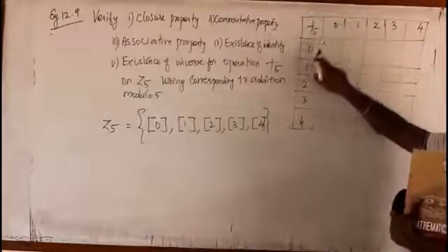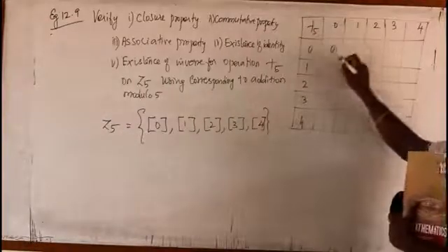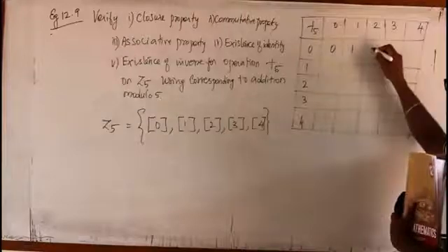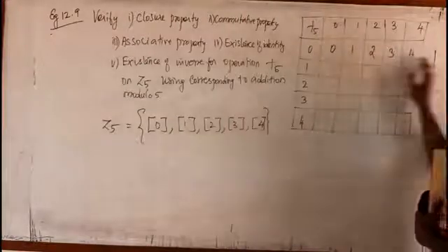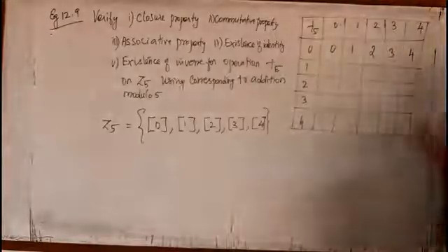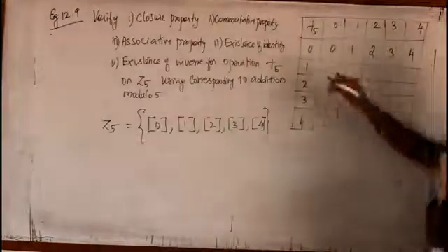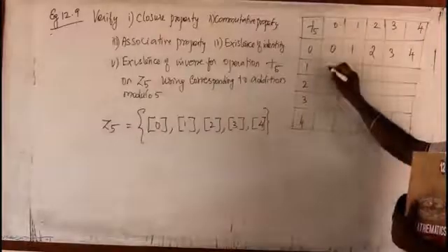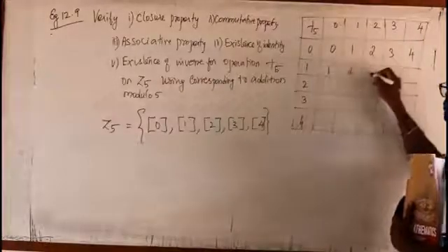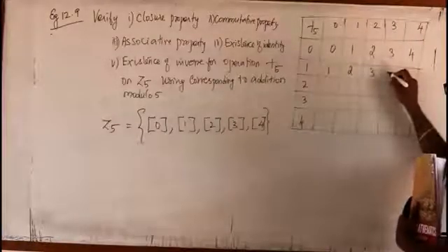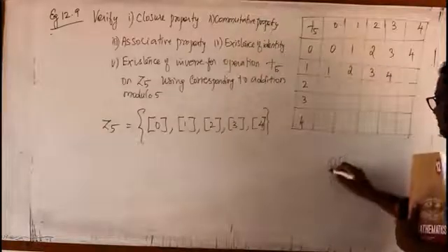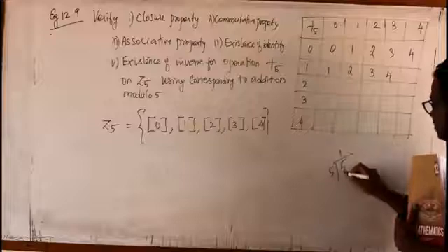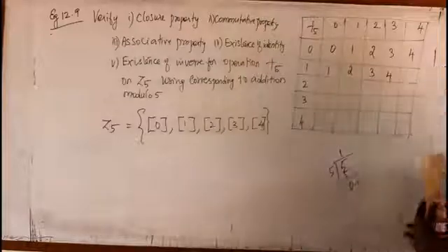When 0 is added with all these numbers, 0 plus 0 is 0, 0 plus 1 is 1, 0 plus 2 is 2, 0 plus 3 is 3, 0 plus 4 is 4. So I have taken all the numbers as they are because all are less than 5. Now you add with 1: 1 plus 0 is 1, 1 plus 1 is 2, 1 plus 2 is 3, 1 plus 3 is 4, 1 plus 4 is 5. When 5 is divided by 5, 1 time 5, the remainder is 0.